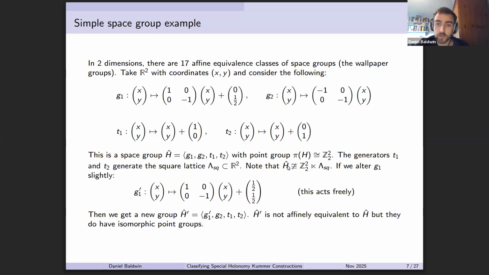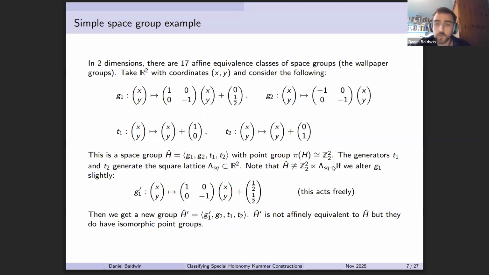And this example here isn't isomorphic to the semidirect product of its point group and its translation lattice. The reason for that is that this element G1 translates by a vector which doesn't live in this square lattice, so you can't apply T1 and T2 to kill that. So H hat contains the lattice as a normal subgroup, but it doesn't contain its point group as a subgroup.